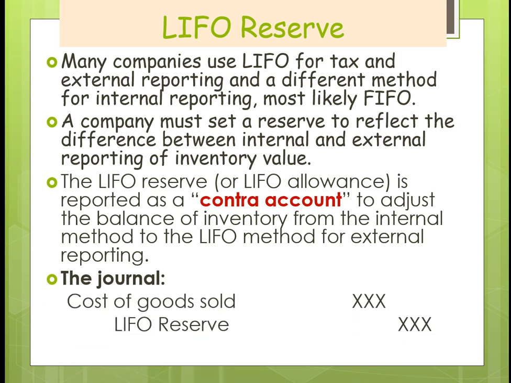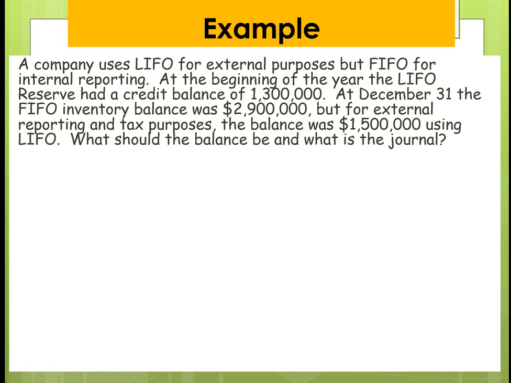So now we're going to look at an example. The company uses LIFO for external reporting, but FIFO for internal. At the beginning of the year, the LIFO reserve had a credit balance of $1.3 million. At the end of the year, the FIFO inventory balance was $2.9 million, but for external reporting purposes, the balance was $1.5 million using LIFO. What should the balance be, and what is the journal entry?